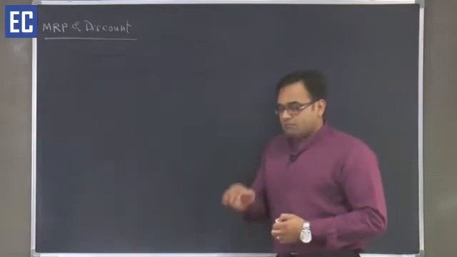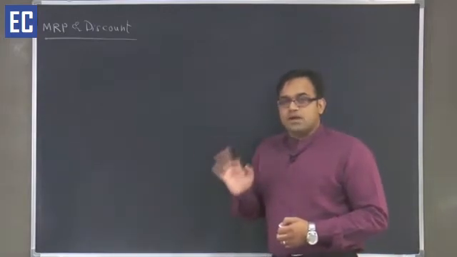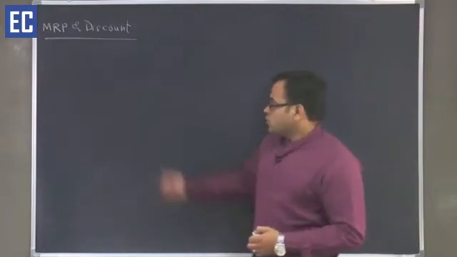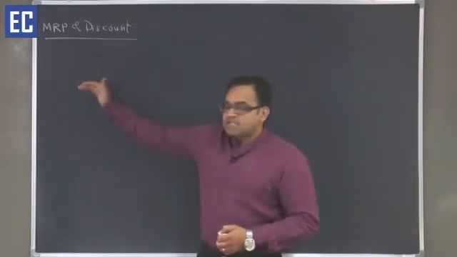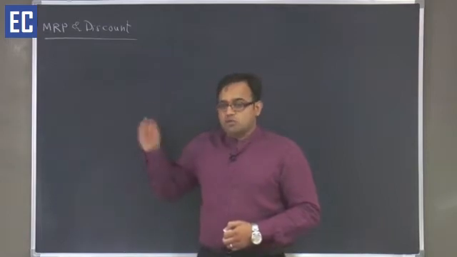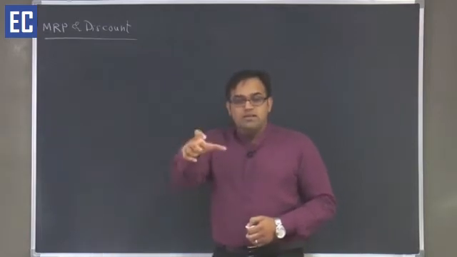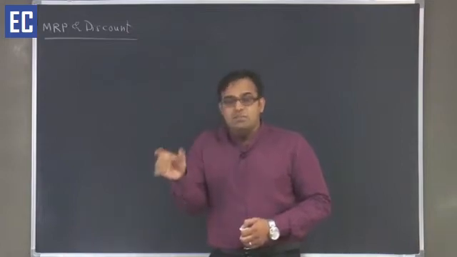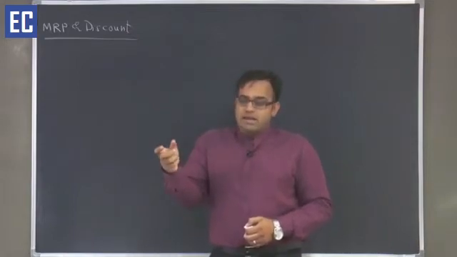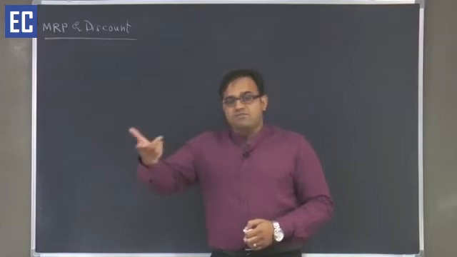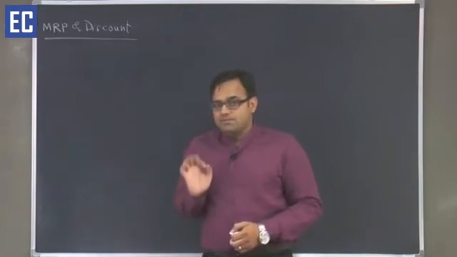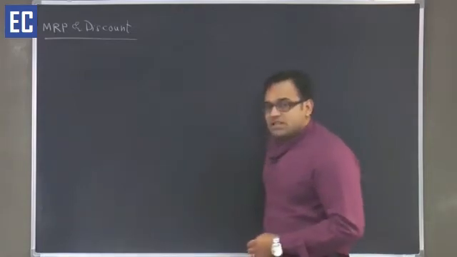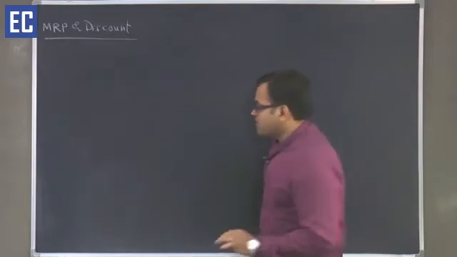MRP is the maximum retail price, Adhiktam Khudra Mulya. So MRP is the maximum price at which an item may be sold in the market. So anything that you go to buy in the market, what you see there is the MRP. MRP is the maximum price at which it may be sold, and the seller is free to give a discount on that. So the relationship needs to be understood very, very clearly.